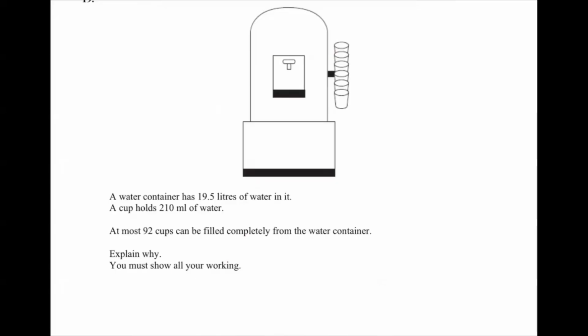Okay, so we've been given information about the water in a water container and how many cups it will fill. And we've got to explain why it's 92 cups at most. So we're going to take our 19.5 litres and multiply that by 1,000 to get our units the same. Now we're going to divide by 210, the amount a cup will hold. And we get this on our calculator. That shows us that we can get 92 cups and a bit left over.